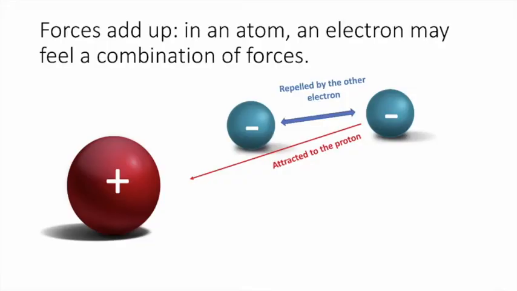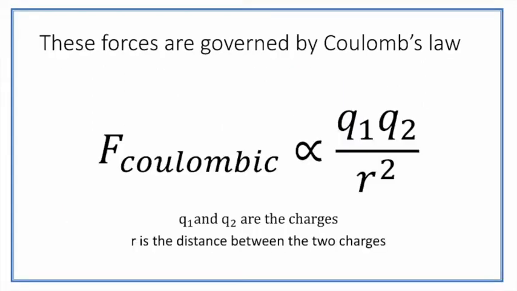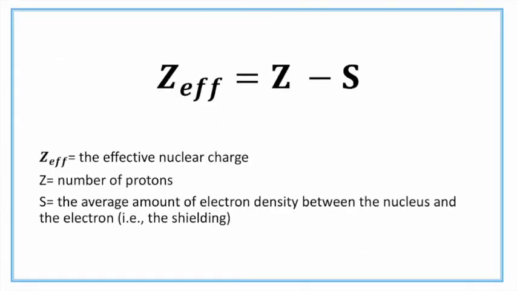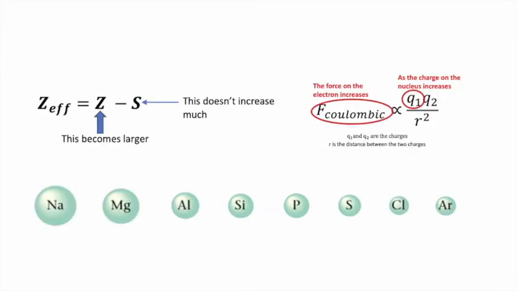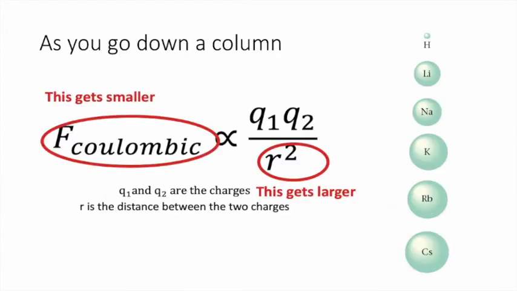So let's summarize. Today we talked about the forces that act on electrons and the relationship of these forces to Coulomb's law. We talked about effective nuclear charge. We talked about trends in atomic radii. Radii get smaller as you move from left to right across the row because of increased effective nuclear charge and the increased number of protons in the atoms.